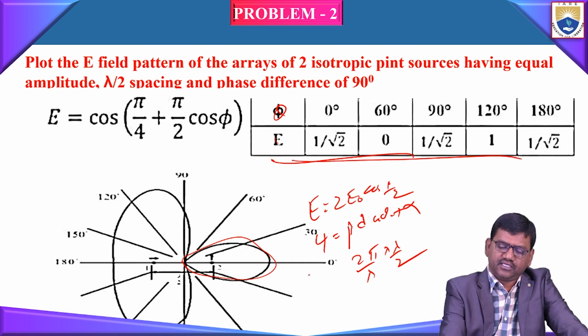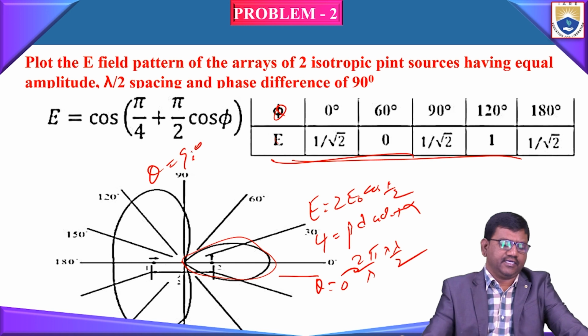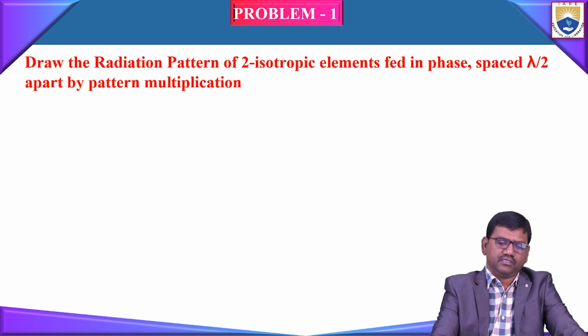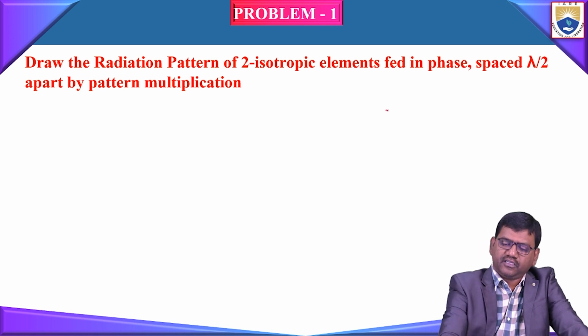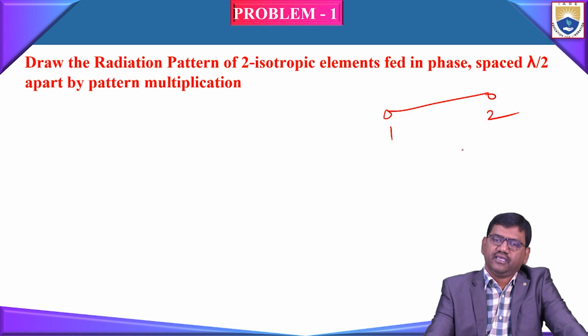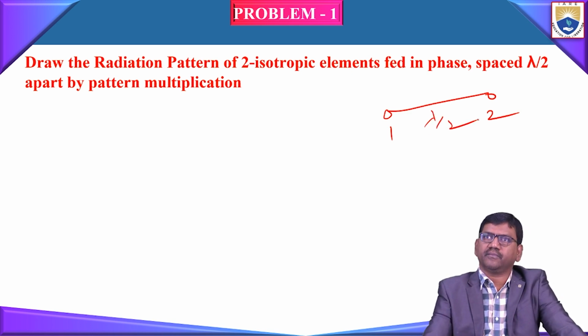We know that the x-axis represents theta equal to 0 degrees, and the y-axis represents theta equal to 90 degrees here. Now draw the radiation pattern of two isotropic elements fed in phase, spaced lambda by 2 apart, by pattern multiplication. Here two elements are given, 1 and 2. This now forms an array whose spacing is given by lambda by 2.